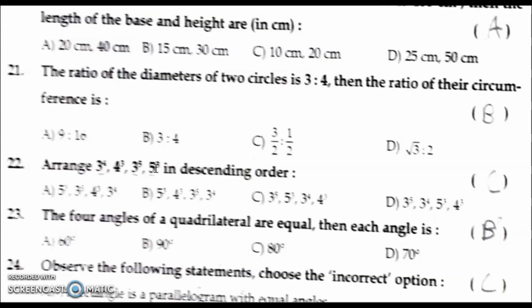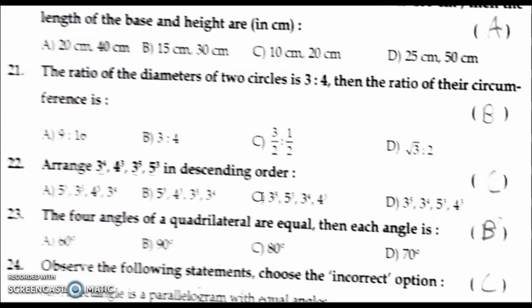So the correct answer is C. 3 power 5, 5 power 3, 3 power 4 and 4 power 3. The four angles of a quadrilateral are equal, then each angle is. Here the correct answer is B, 90 degrees.